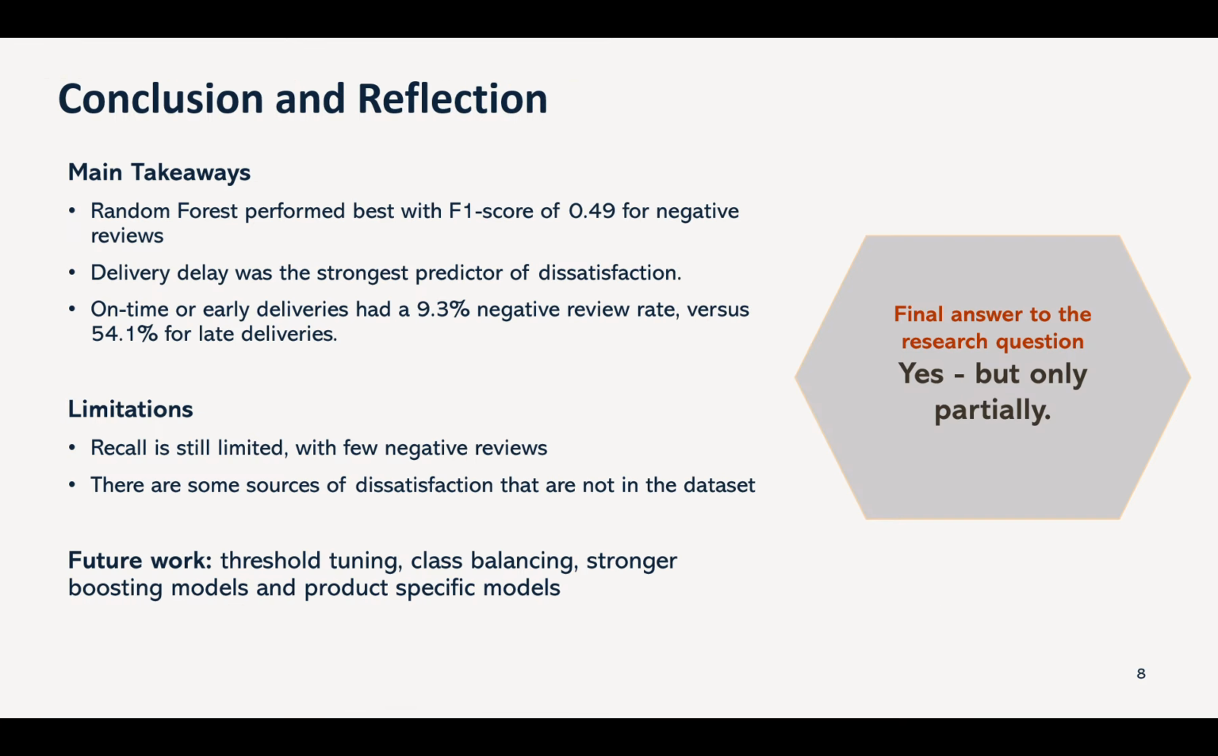To conclude, machine learning can partially predict customer dissatisfaction using e-commerce order data. The best model was random forest with 0.89 accuracy and 0.49 F1 score for negative reviews. The strongest predictor was delivery delay, and late deliveries had a much higher negative review rate.